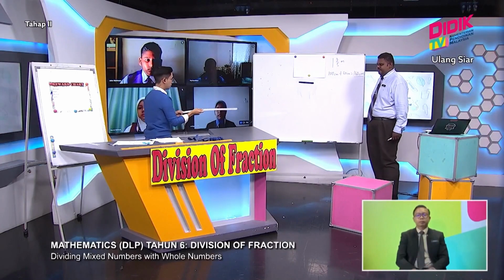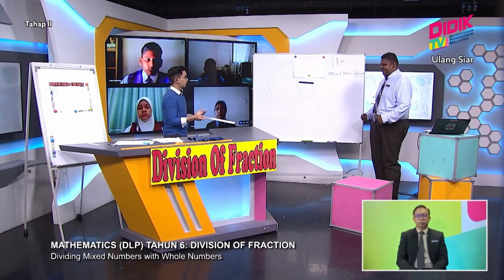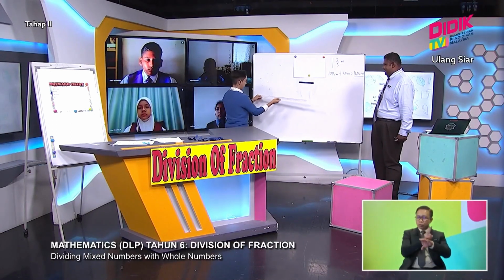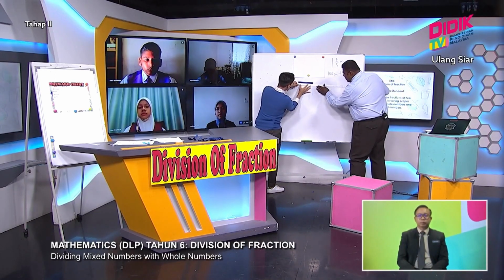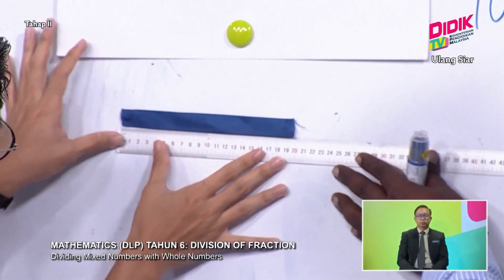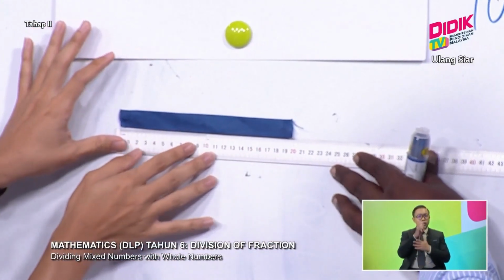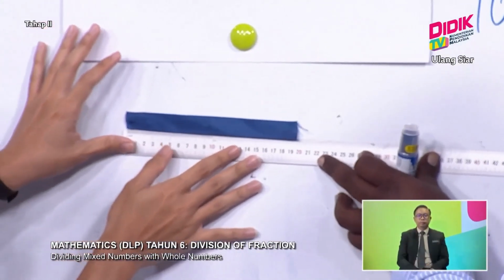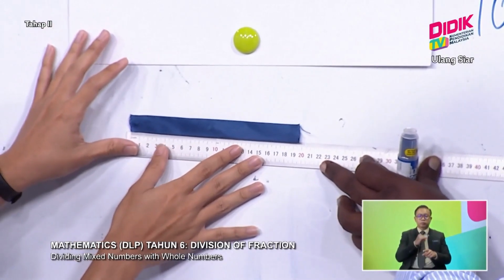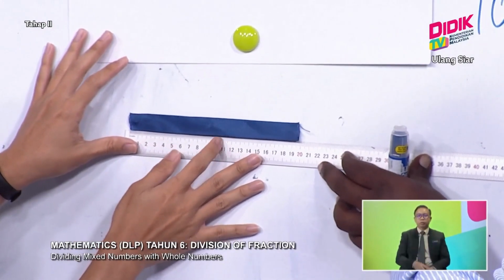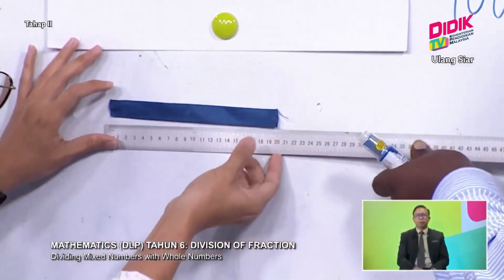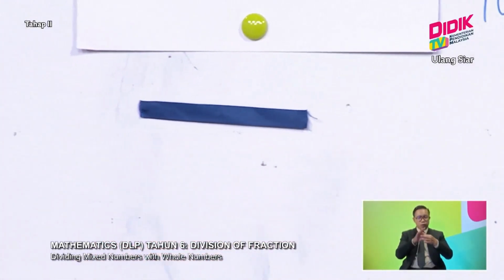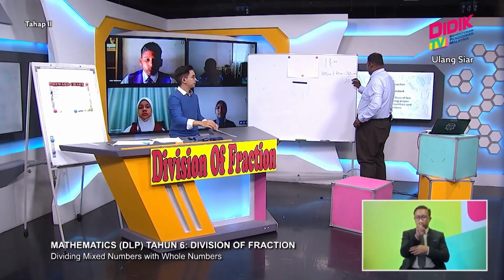So we cannot measure without a ruler. Okay, I'll help you, Chris. So what is the length of the ribbon? You can start from 0. 1, 2, 3, 4, 5, 6, 7 ... 20 centimeters, sir. Very good. So the length of each ribbon is 20 centimeter.